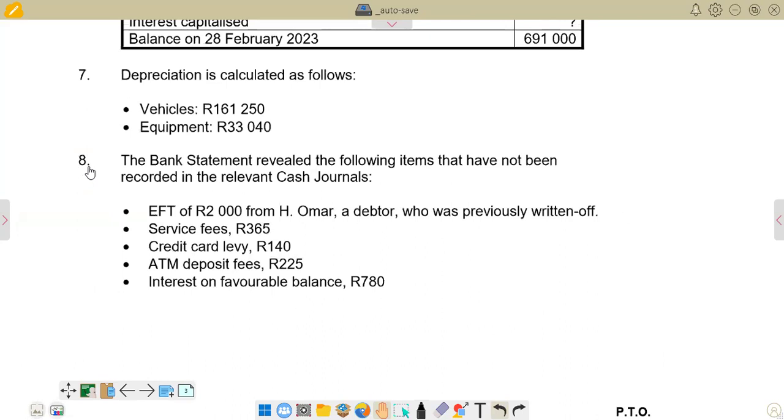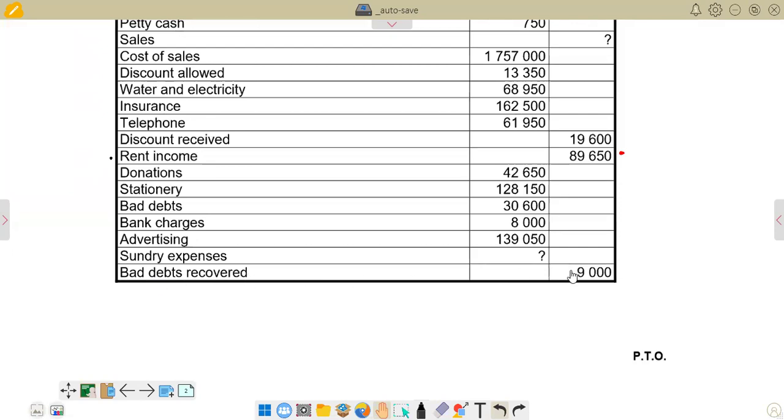If you go to item 8, you see that we have got an EFT of 2,000 rands from Oma, a debtor who was previously written off. Whenever a debtor who was previously written off comes back to pay back the money, it is bad debts recovered, which in this case is 2,000. So we're going to add it to the figure that we are given for bad debts recovered, which is 9,000. So we're going to say 9,000 plus 2,000.